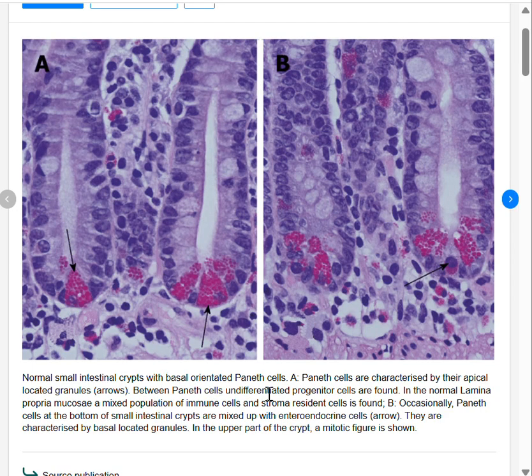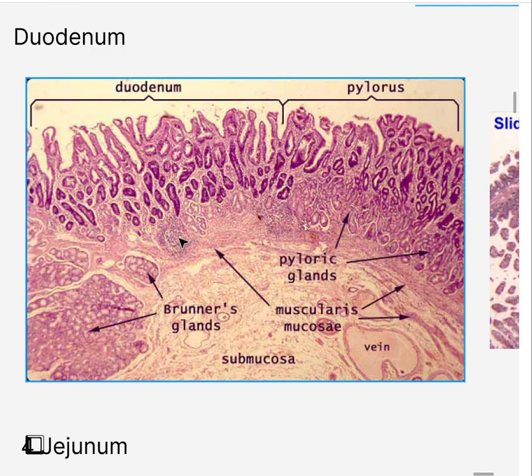And between the Paneth cells, undifferentiated progenitor stem cells are found. These progenitor cells are basically stem cells, and that is something you should know for the crypts of Lieberkühn. They're present in the duodenum. So whenever you see villi and Brunner's glands, go for duodenum. There's no debate here. Whenever you see villi and Brunner's gland, your answer is duodenum.